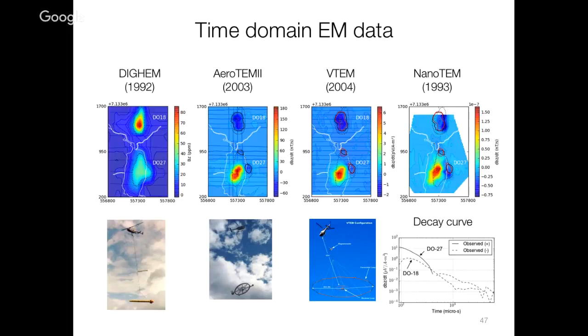And contrary, so the dark blue here is actually negative, and the reds are positive. Now, this is a kind of coincident loop system. You've got a transmitter and a receiver on the inside. And the fact that you have a negative value indicates that there must be something that's chargeable.